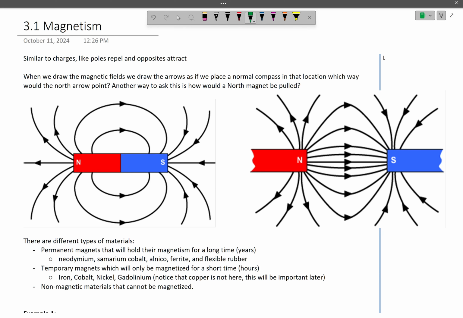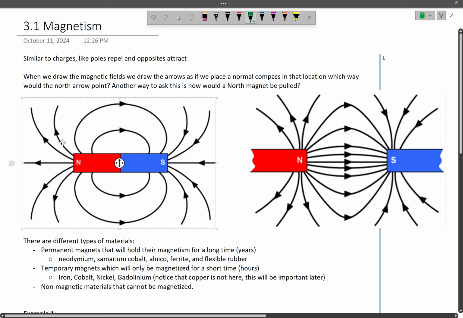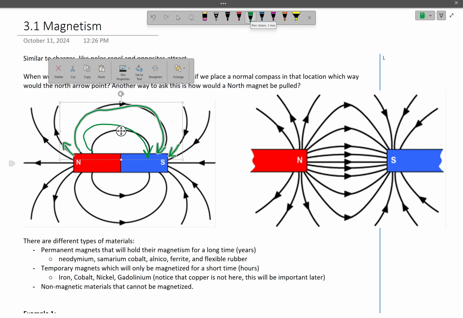So with that in mind, how would a compass be pulled if it's next to this magnet? Well, it would be pulled away from the North Pole and towards the South Pole. So we're going to have these looping curves coming around from north to south, over and over again. So a compass would be pulling away.